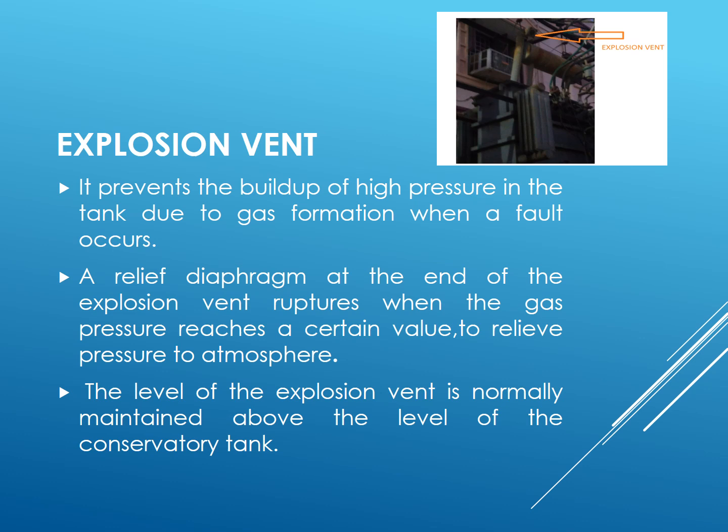A wire mesh at the lower end of the diaphragm prevents pieces of the ruptured diaphragm from entering the tank. Similarly, a wire mesh at the upper end is used to prevent mechanical damage to the upper diaphragm. And you can notice this explosion vent is fixed above the level of the conservator tank in this diagram.